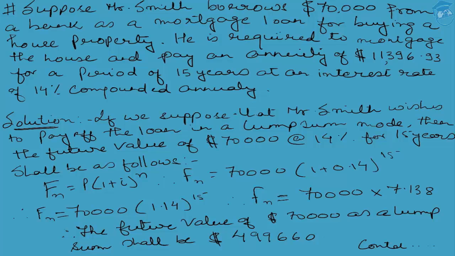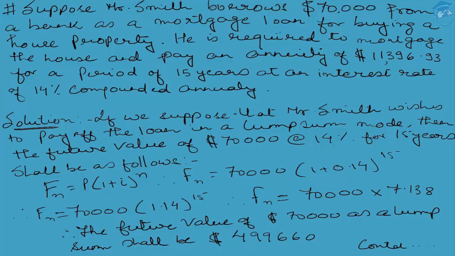11,396.93 USD. It means against the lump sum loan of 70,000 which Mr. Smith has taken right now in order to buy a property which stays mortgaged with the bank, he has to pay an annuity of 11,396.93 USD every year for the next 15 years, if he wants to get his house property freed from the clutches of the bank. And the required rate of return is 14% compounded annually.